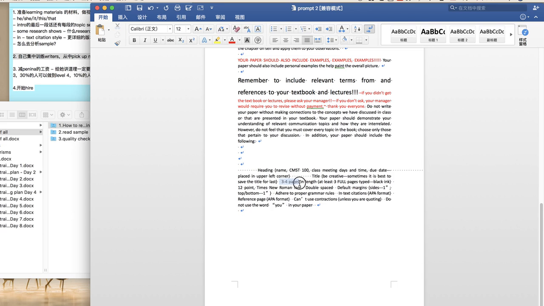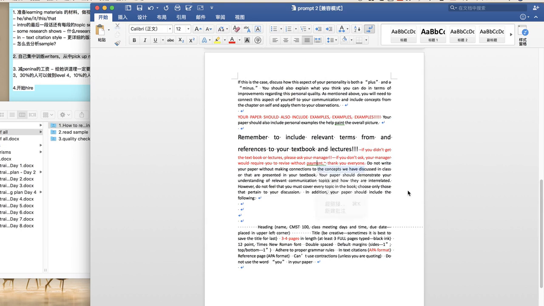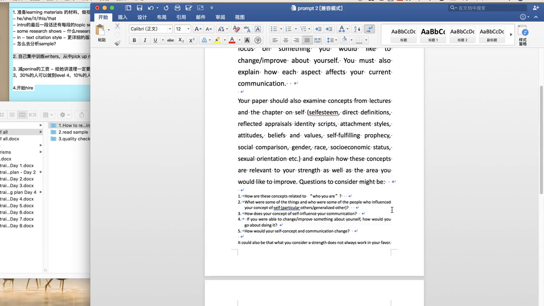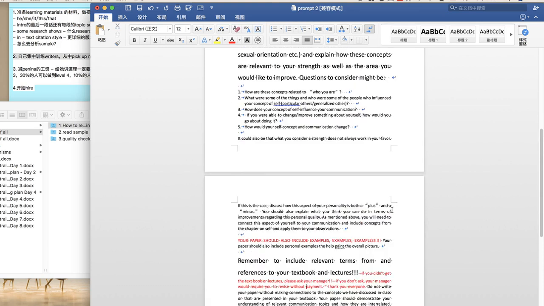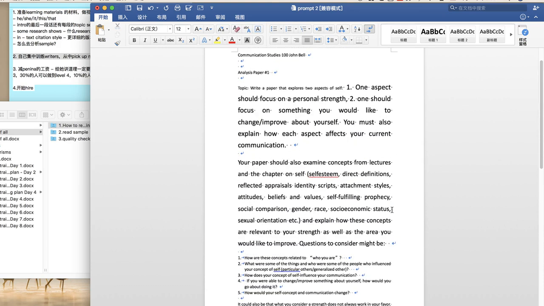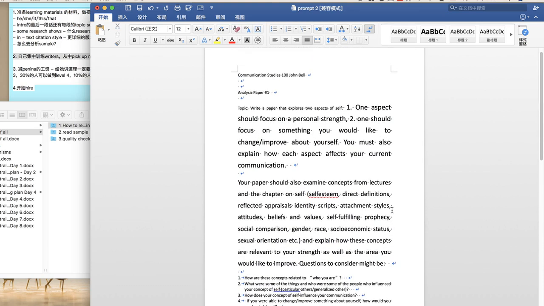Here, it stated 3-4 pages, and it stated the style, APA style. So you should bold them or change the color, whatever, to inform yourself. This is another sample.